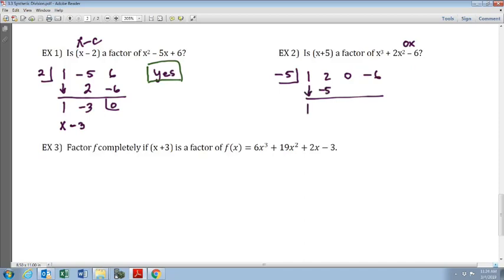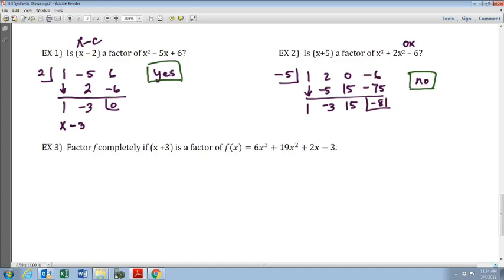We're going to get negative 5 when we multiply. 2 plus negative 5 is negative 3. When we multiply here, we'll get 15. When you add there, you get 15. 15 times negative 5 is negative 75. And when we add here, we get negative 81. So we certainly didn't get 0. So no, this is not a factor. x plus 5 is not a factor of this polynomial.